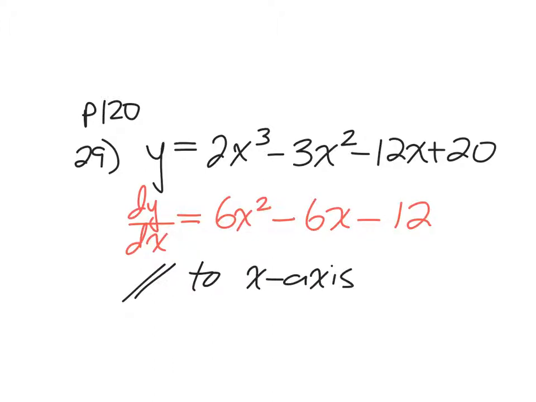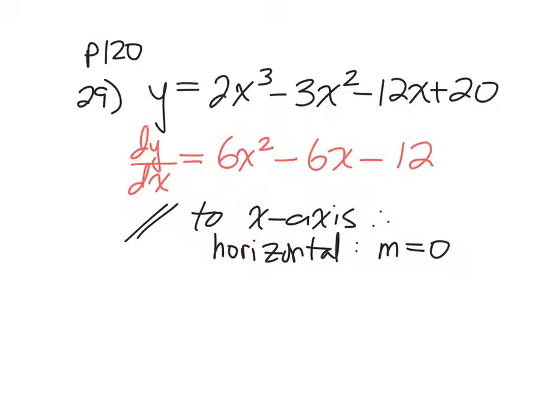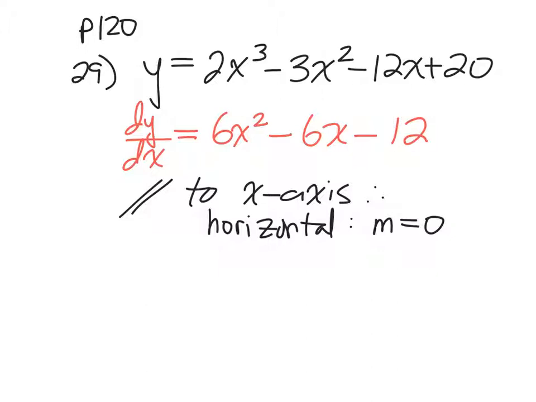What kind of lines are parallel to the x-axis? Horizontal. And the slope of a horizontal line is 0. So what we're getting at is that our derivative, at whatever the appropriate points are, maybe there's only one point, maybe there's no point, should be 0 at any location in which the tangent line is parallel to the x-axis. So it's really just telling me to set my derivative equal to 0 and solve.